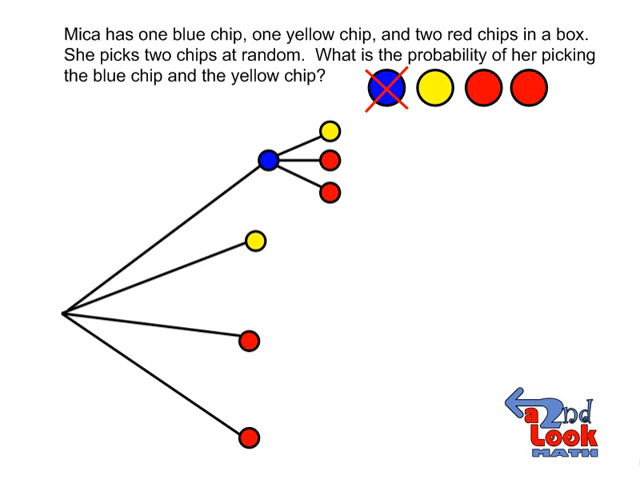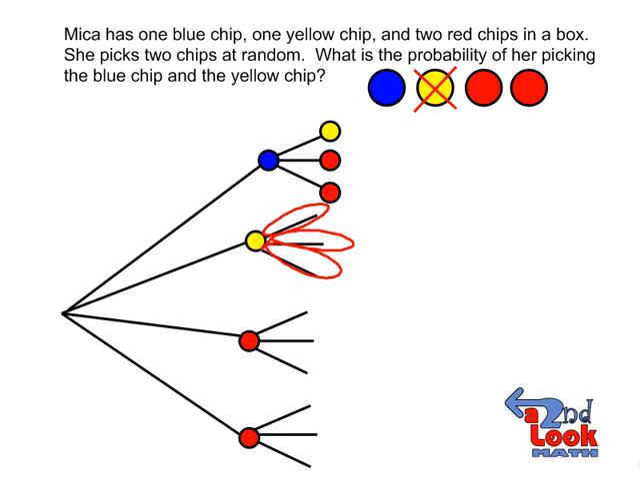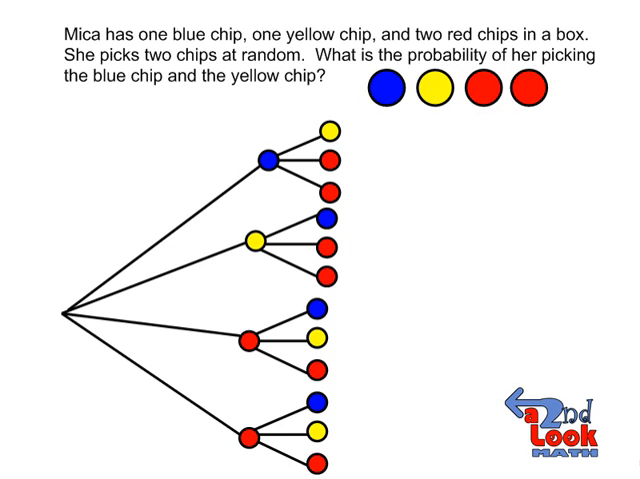Now we can envision the same process happening for each of the other chips. If the yellow one, for example, was selected first, so we'll cross off the yellow one, then those three other decisions or options will be the three other chips that are left. So yellow being gone leaves me with blue, red, and red. The same thing happens with the red chip. If one of the red chips is gone, so we can cross one of those off, then we have blue, yellow, and the other red. Same thing for the last one, so we can fill those in.